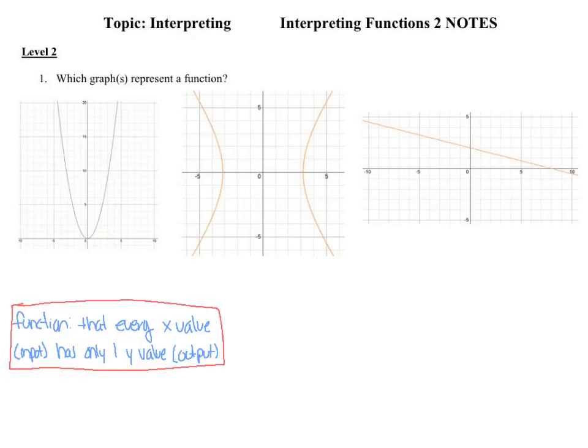So let's take a look at these graphs to figure out if they're functions or not. We're going to use what's called a vertical line test. Let's take a look at this first graph. The vertical line test says that if I draw a line anywhere on the graph, and every single time it only hits the graph one time, then that means this graph is a function.